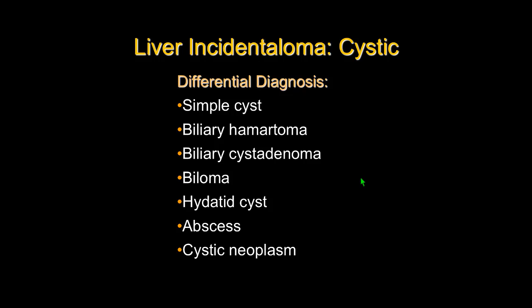Now, what about differential diagnosis? If the lesion we identify has a cystic appearance, the things to consider, and of course this is not a comprehensive list, but these are some of the more likely things, are a simple cyst, biliary hamartoma, biliary cystadenoma, myeloma, hydatid cyst, abscess, cystic neoplasm, and which ones of these we consider more highly depend upon patient characteristics, history, and laboratory values as well.